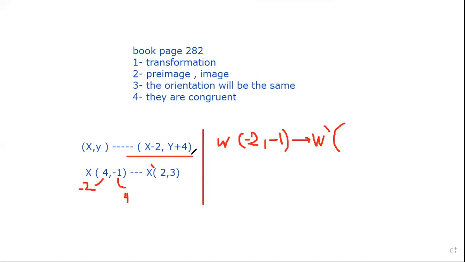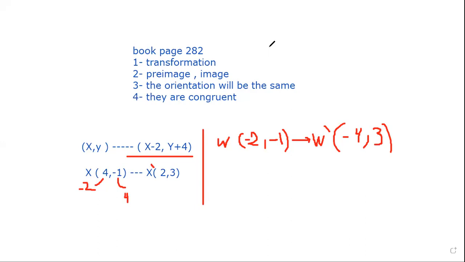Who can tell me the answer directly? It will be negative 4 and 3. How did you find the answer? We make negative 2 minus 2, which equals negative 4, and negative 1 plus 4 will be equal to 3. Yes.